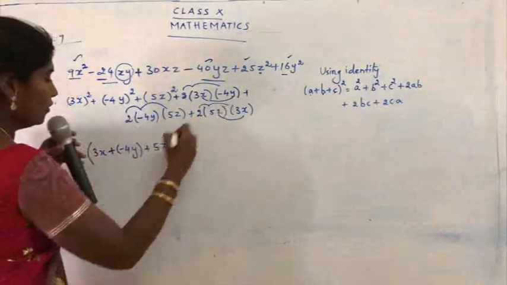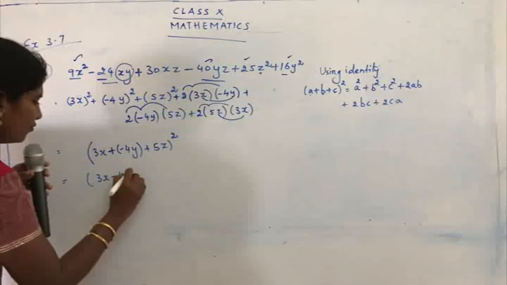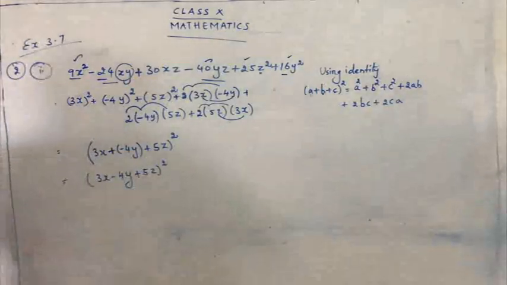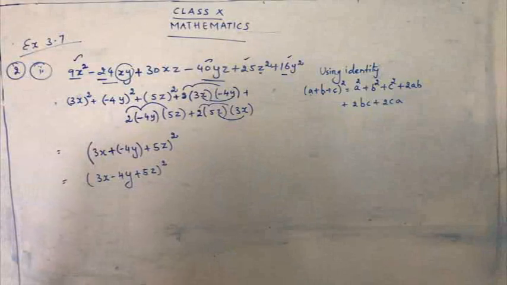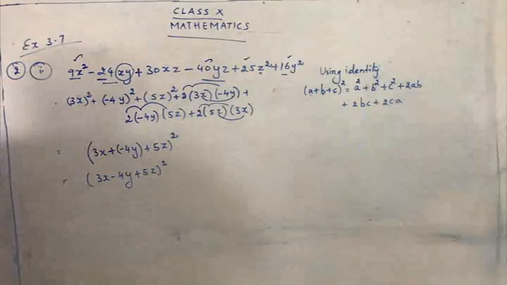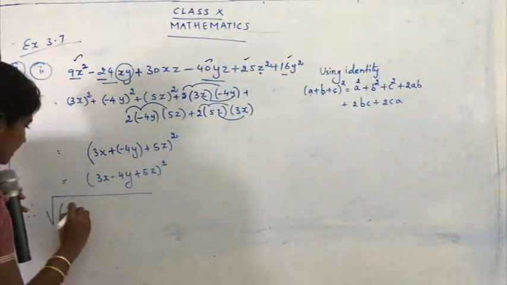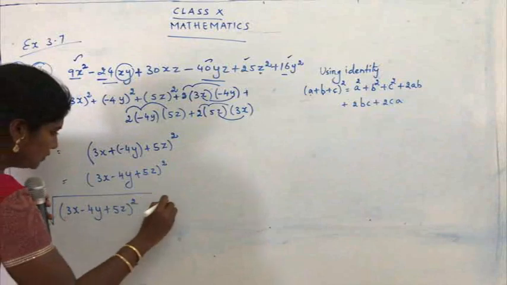5z the whole square. So this can be written as 3x minus 4y plus 5z the whole square. But this is not the required answer. The question is to find the square root of the following. So you have to just mention here. Therefore, square root of 3x minus 4y plus 5z the whole square is equal to.